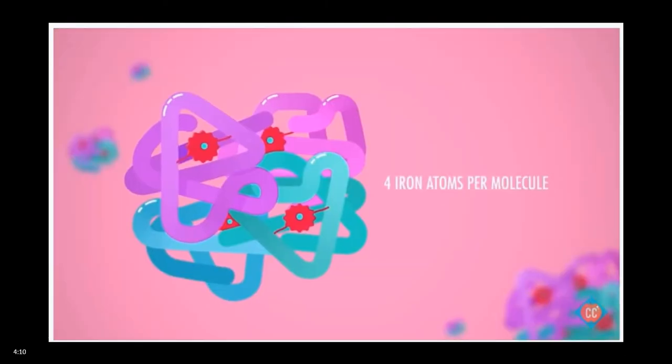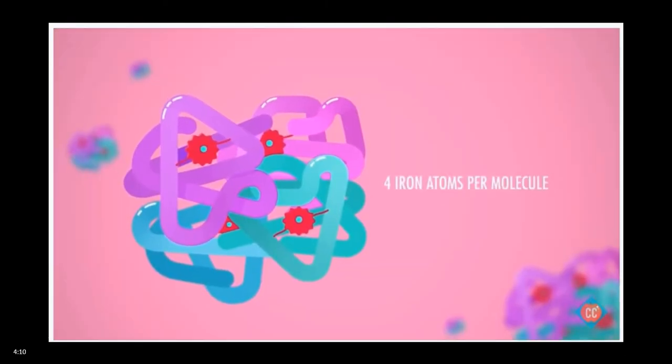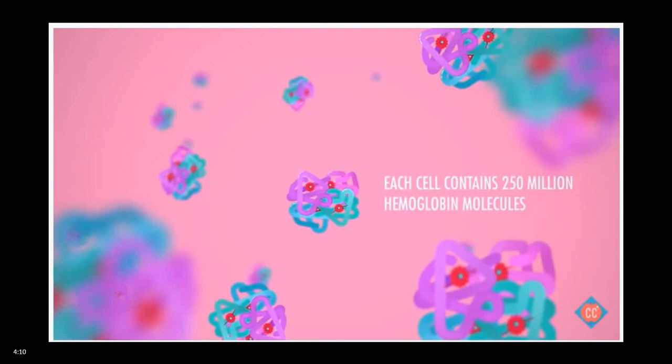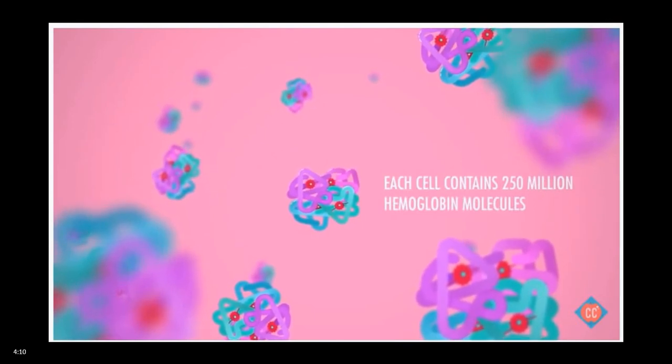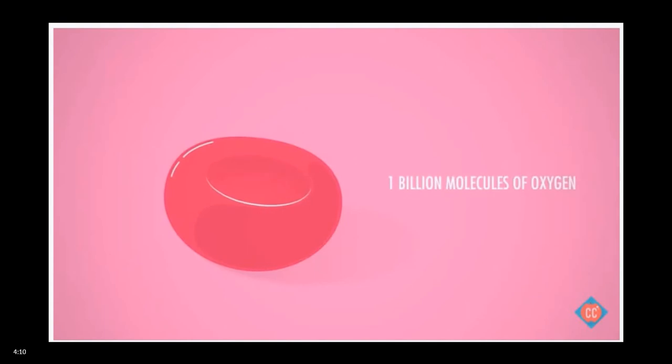And that oxygen really adds up. Since you have 4 iron atoms in every molecule of hemoglobin, and every red blood cell contains something like 250 million hemoglobin molecules, that means that each one of your tiny floppy red breath mints can grab about 1 billion molecules of oxygen. Exactly how they transfer oxygen and carbon dioxide from your tissue cells is something that we'll get into more when we talk about the respiratory system.